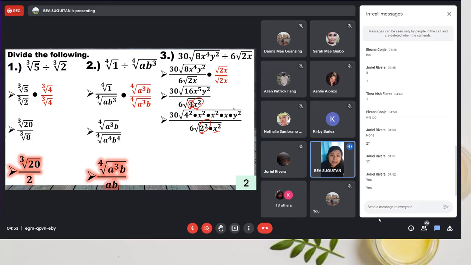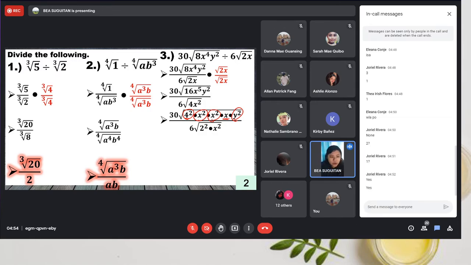Nakakasunod pa po ba? May question po? I suppose wala. So, let us simplify now. Let us extract the perfect squares. Meaning, kailangan nating ilabas yung mga terms sa ating radicand na perfect squares. Okay? So, we are going to extract 4 squared, x squared, and then y. So, may iwan mag-isa si x sa ating radicand since x is not a perfect square.